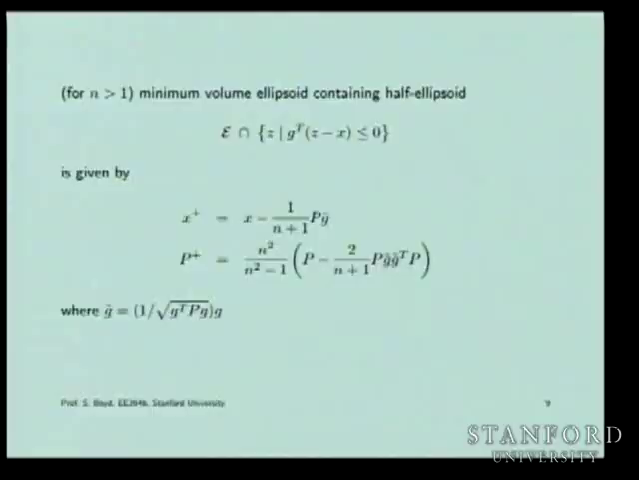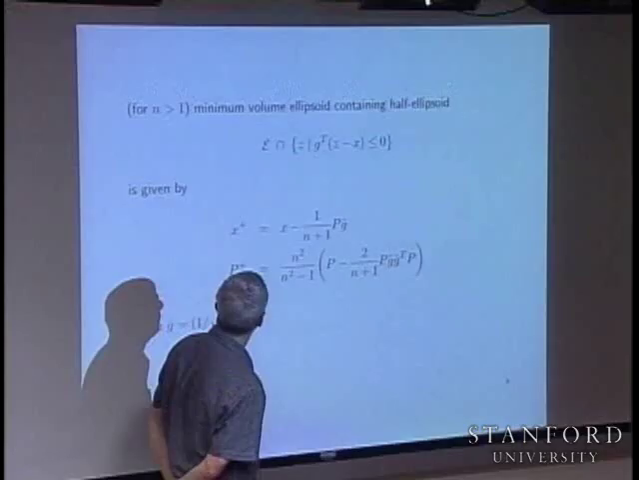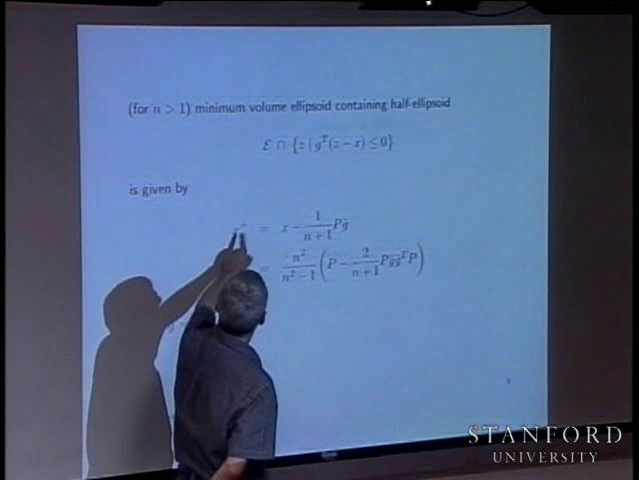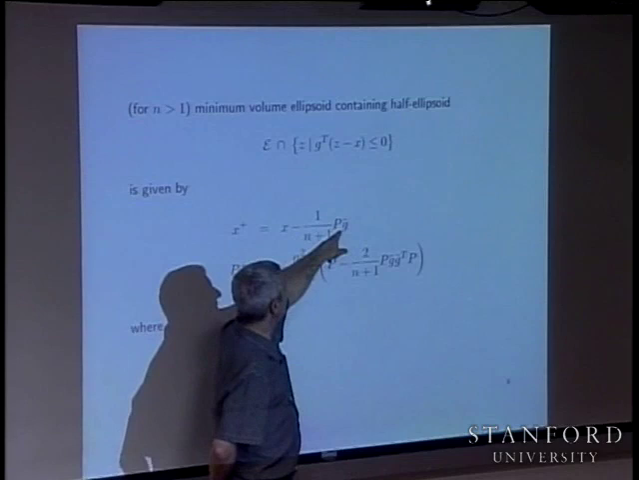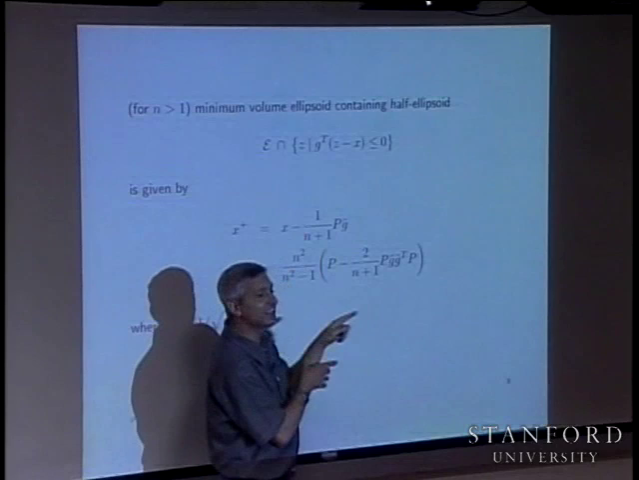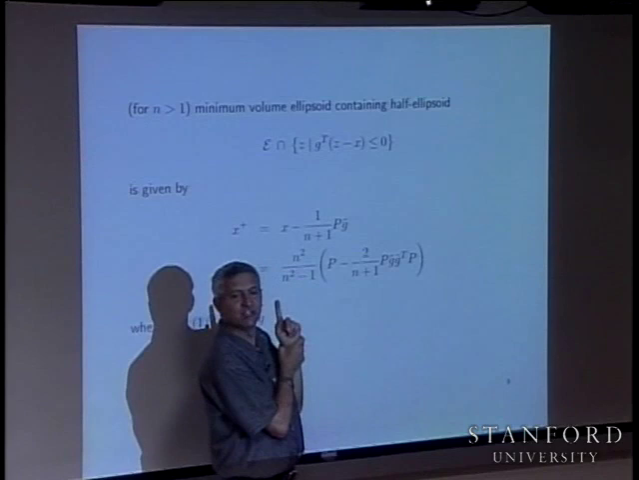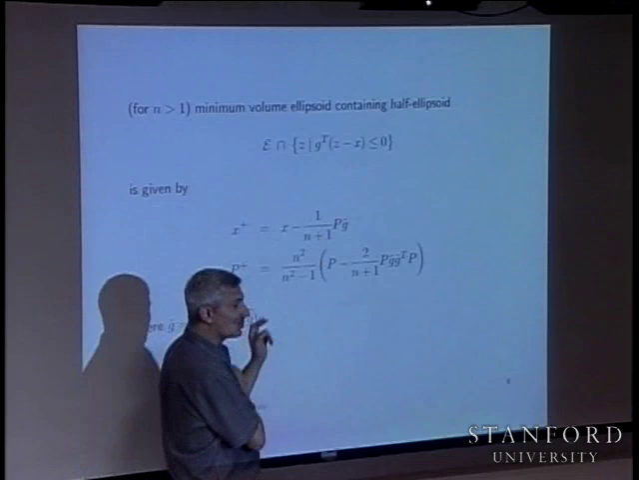So let's look at it. The new ellipsoid looks like this, and it's really cool. I'll give you another interpretation of this in a minute. The center is very interesting: it's a step in the direction PG. So you step not in the direction negative G, but in the direction PG, a sort of change of coordinates, so you step in a different direction. The step length is 1 over n plus 1. And the new ellipsoid looks like this.